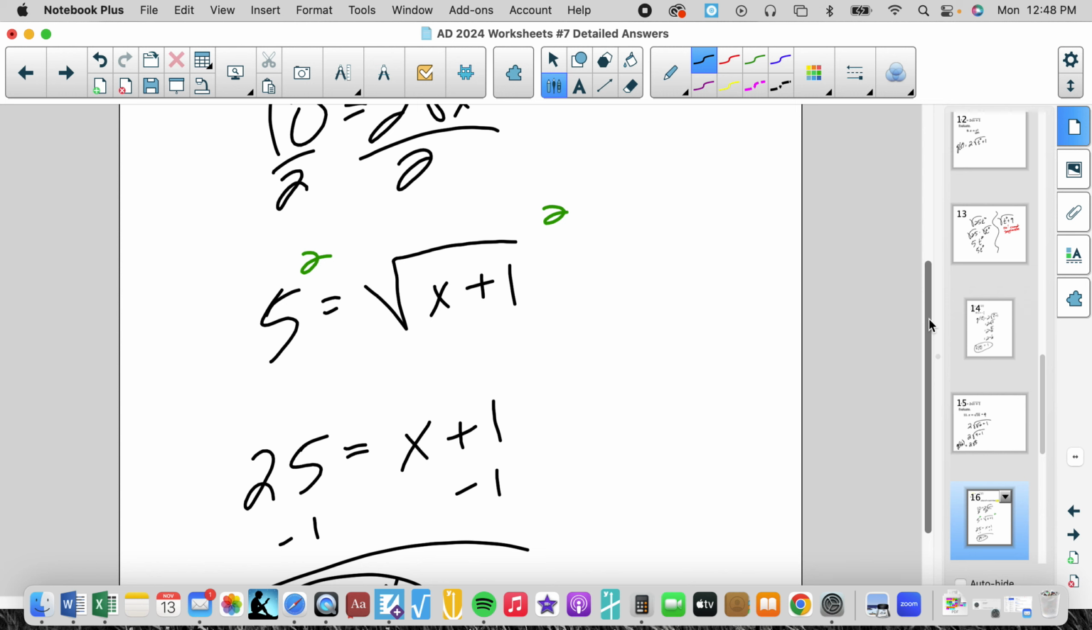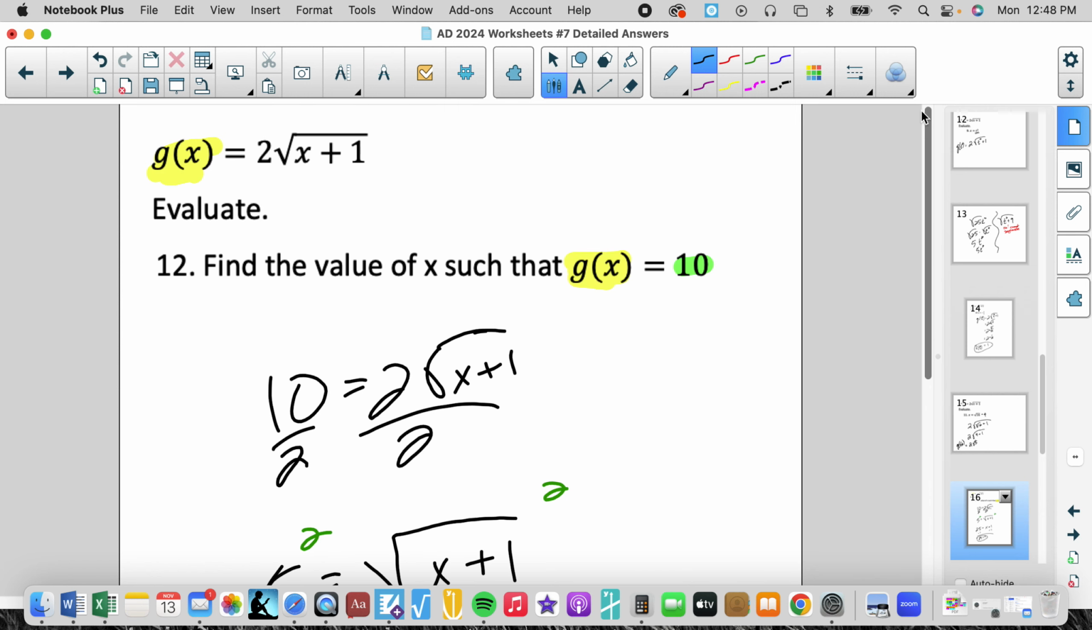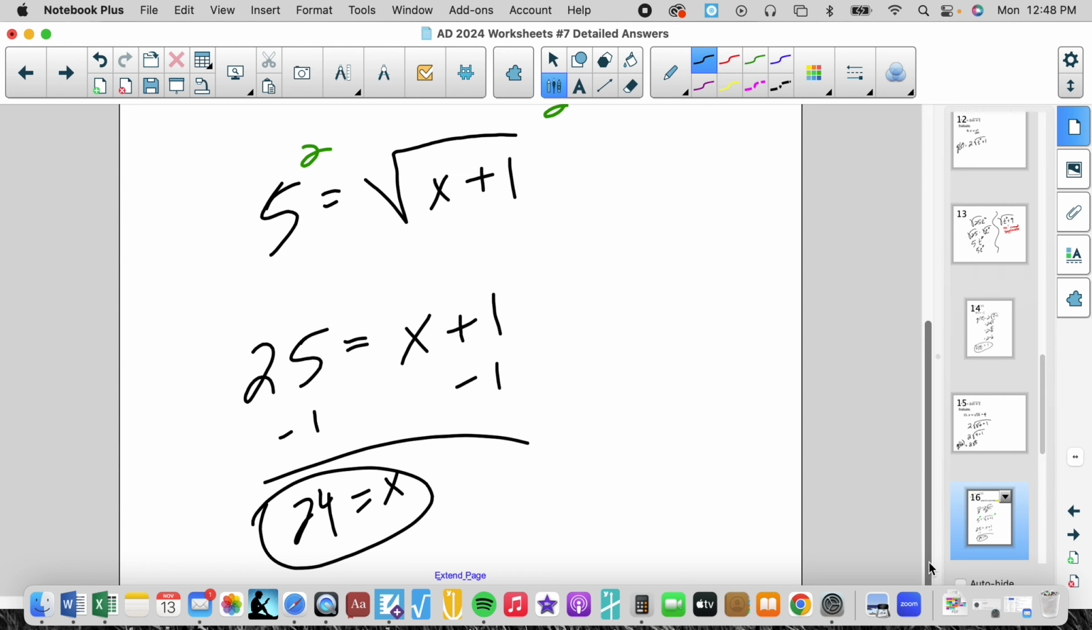So we can check that. If we plug 24 into x, 24 plus 1 is 25. Square root of 25 is 5. 5 times 2 gives me 10. So that is a nice little check. So my answer is going to be x equals 24.